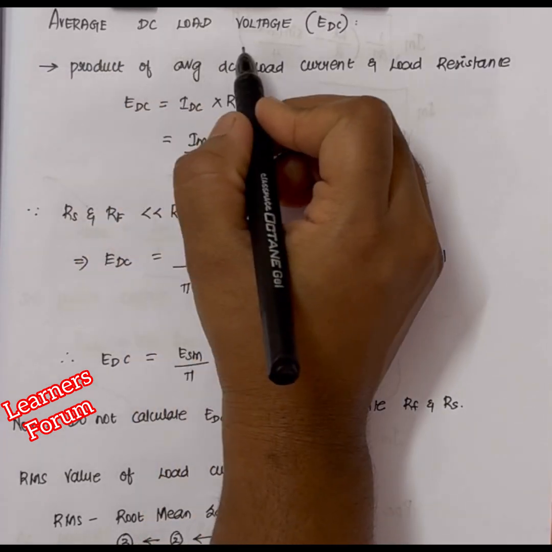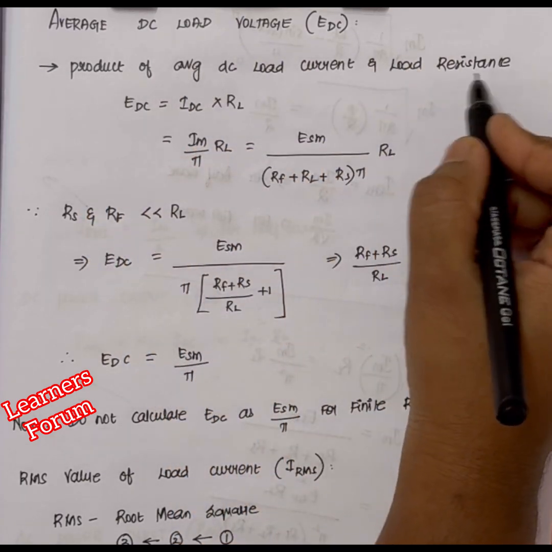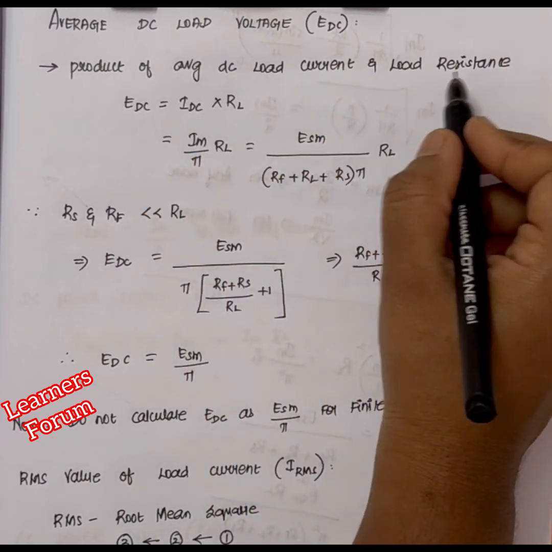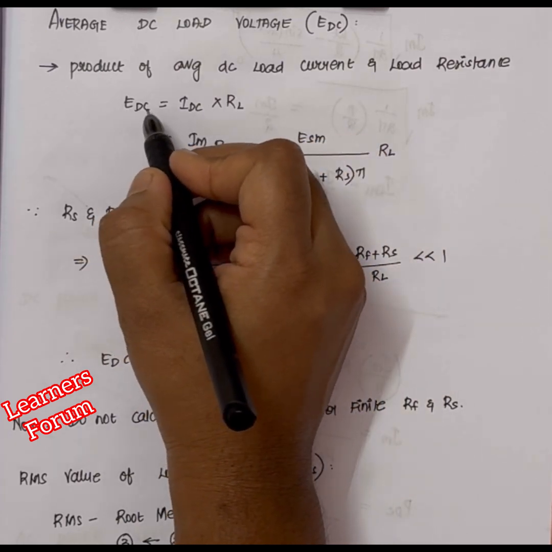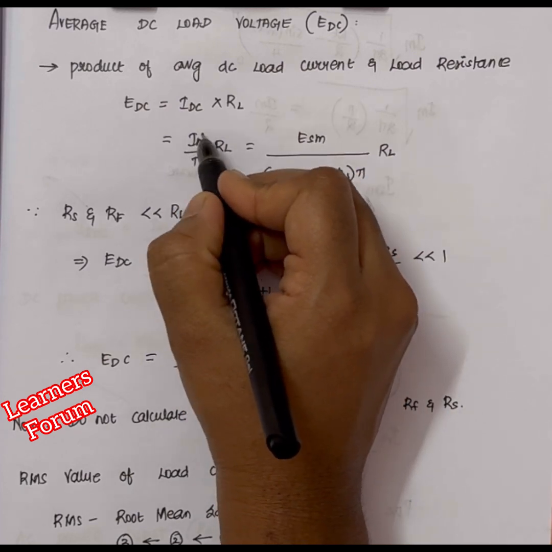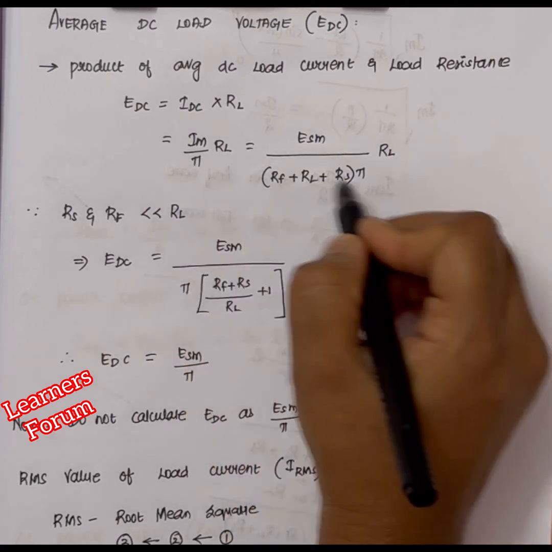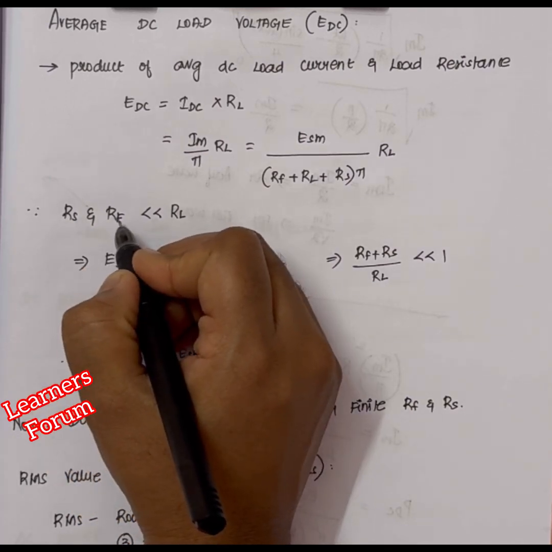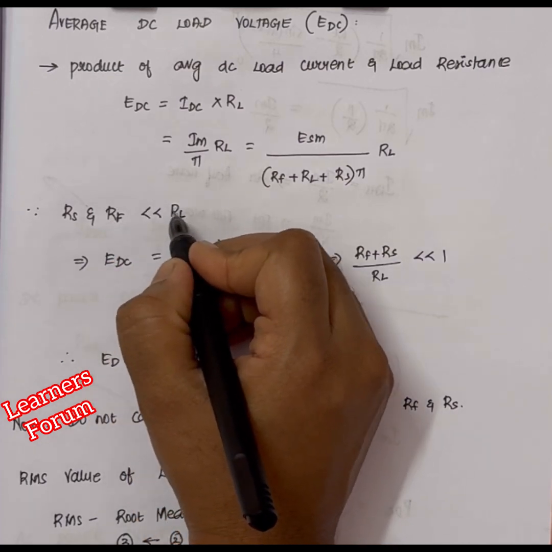Second parameter, average DC load voltage EDC. It is the product of the average DC load current and the load resistance. The DC load current we have calculated just now is IDC, and the load resistance is RL. Multiplying the two gives the required DC load voltage EDC. IDC is Im by pi, and Im is ESM divided by RF plus RL plus RS, so EDC is ESM into RL divided by pi into RF plus RL plus RS. In this condition, the secondary winding resistance and the forward resistance will be very small compared to the load resistance RL.